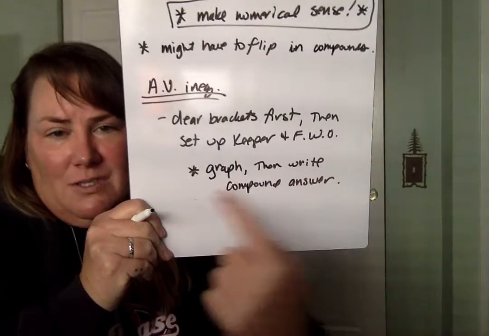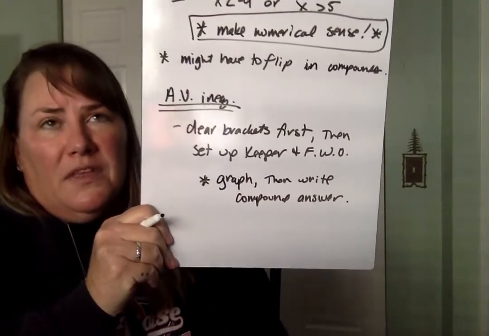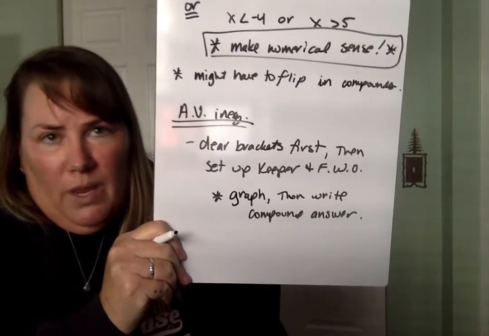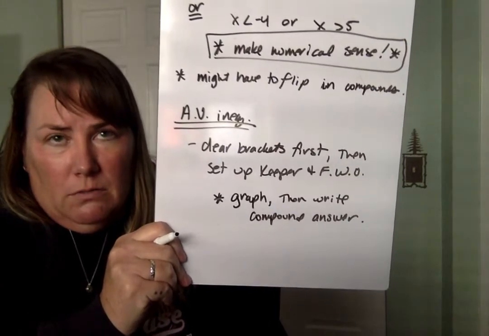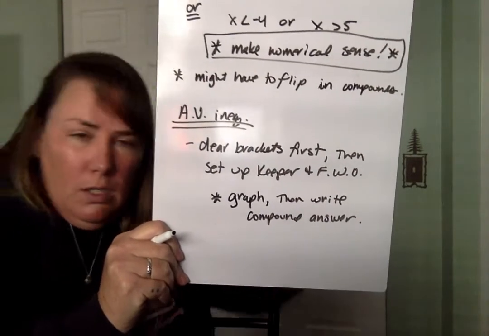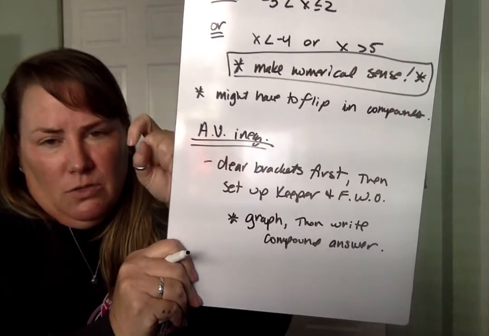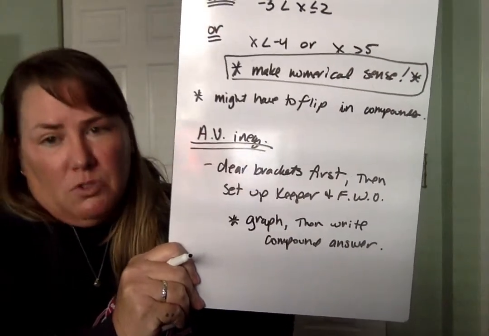So clear the brackets first, then set up your keeper and flow. Think of your brackets as your x. So if it's like 2 times the absolute value of 1/2 x minus 5 plus 4, remember it's 2 times x. So you want to get rid of that plus 4 first. So you'd subtract and then you would divide.